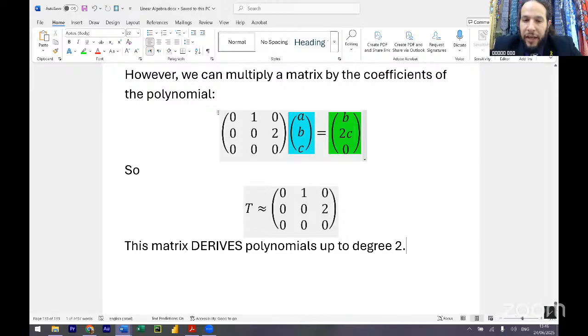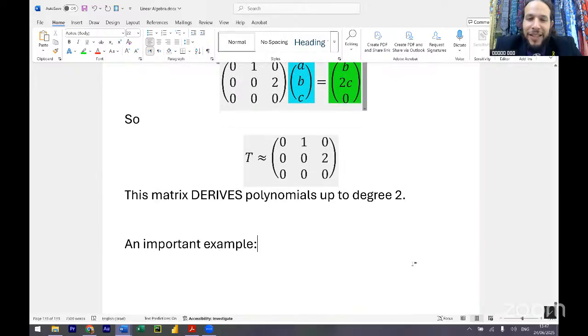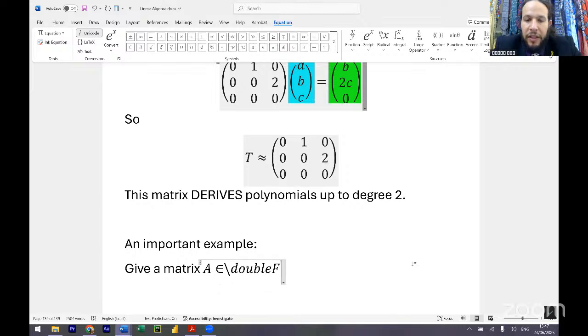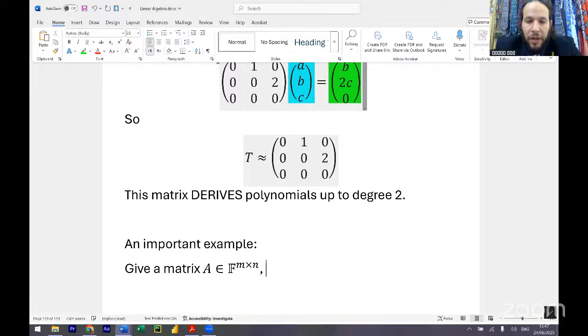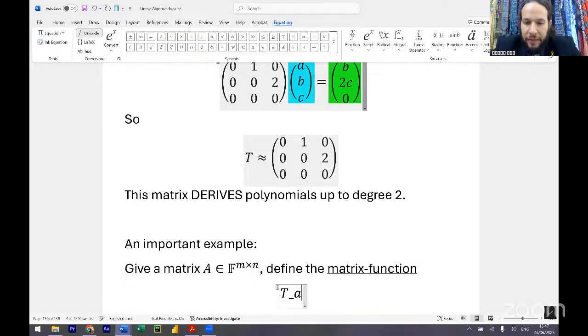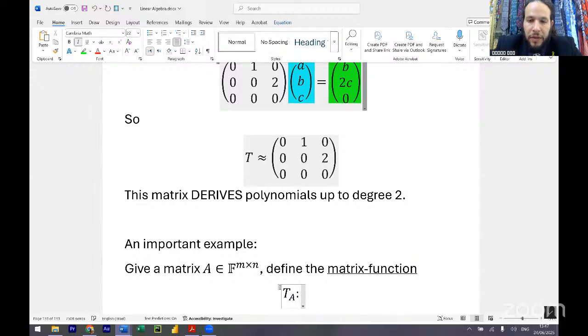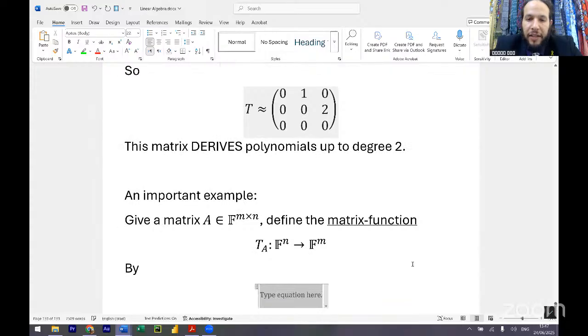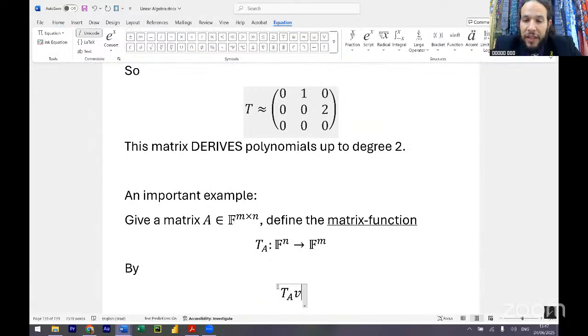Okay. An important example. Given a matrix A of size m times n, define the matrix function T_A from F^n to F^m by T_A of v is simply A times v.